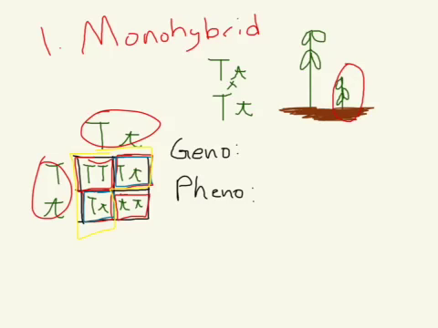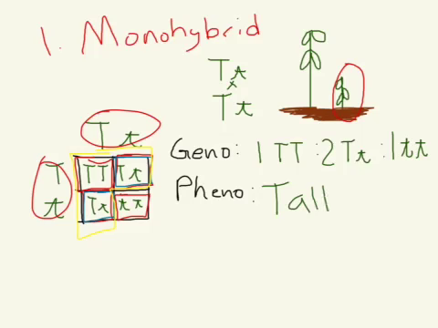Now let's put the ratios on here, our genotype and phenotype. So our genotype would have 1 homozygous dominant to 2 heterozygous to 1 homozygous recessive. And our phenotypes would either be tall or short, and that's a ratio of 3 to 1.